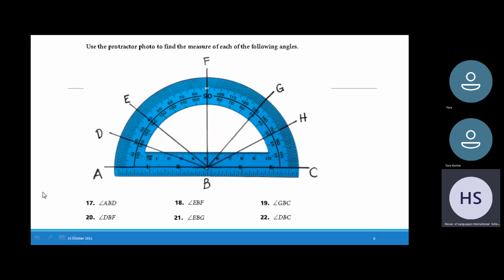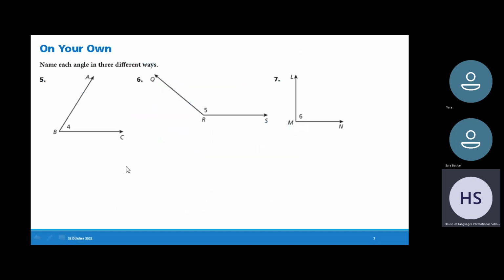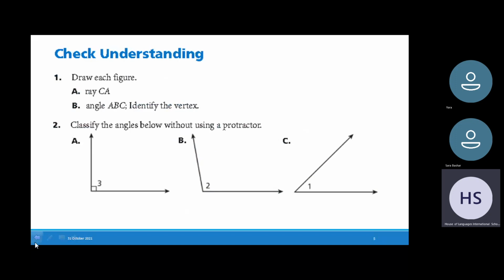This is a protractor. This is a question in your book. Use a protractor to find the measure of each of the following angles. Now, look at this one, number 17. What is the measure of angle ABD? Look at your box.